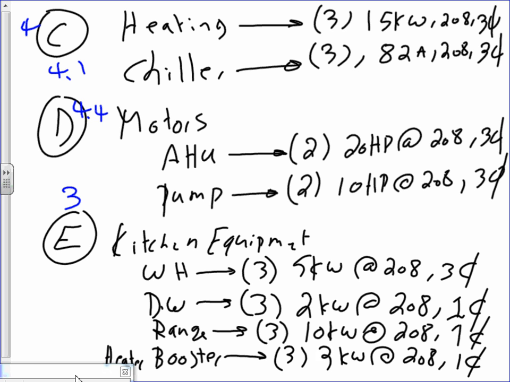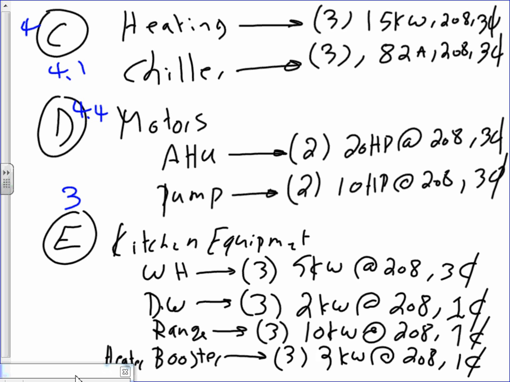For heating this building, we have three 150 kW, 208 three-phase. Can you guys see the three-phase here? And that's heating. Chiller, what's a chiller? Chiller is cooling, right? We have three chillers running at 82 amps, 208, three-phase to chill the building. That's our heating and cooling load. Make sense? Where would you get this info, Brandon? Mechanical engineers. The mechanical engineers will tell you the electrical-related info about how we're going to heat and cool the building.